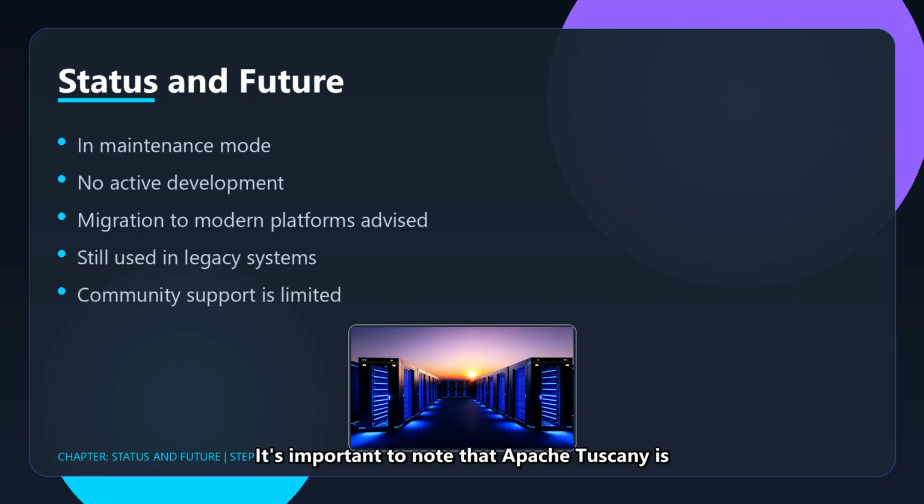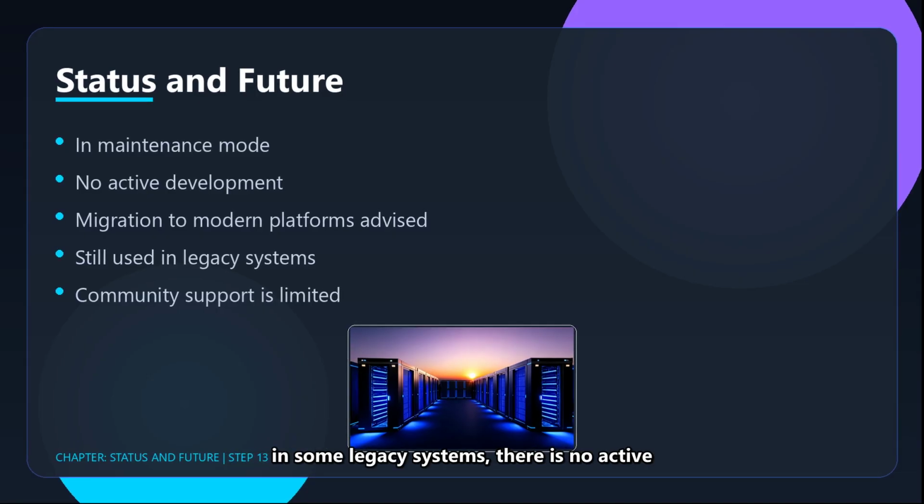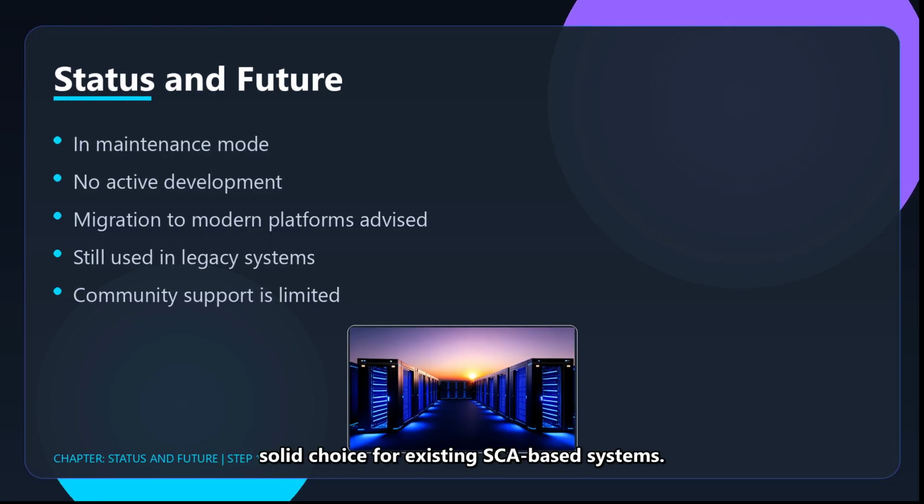It's important to note that Apache Tuscany is currently in maintenance mode. While it's still used in some legacy systems, there is no active development. Users are encouraged to migrate to modern platforms for new projects, but Tuscany remains a solid choice for existing SCA-based systems.